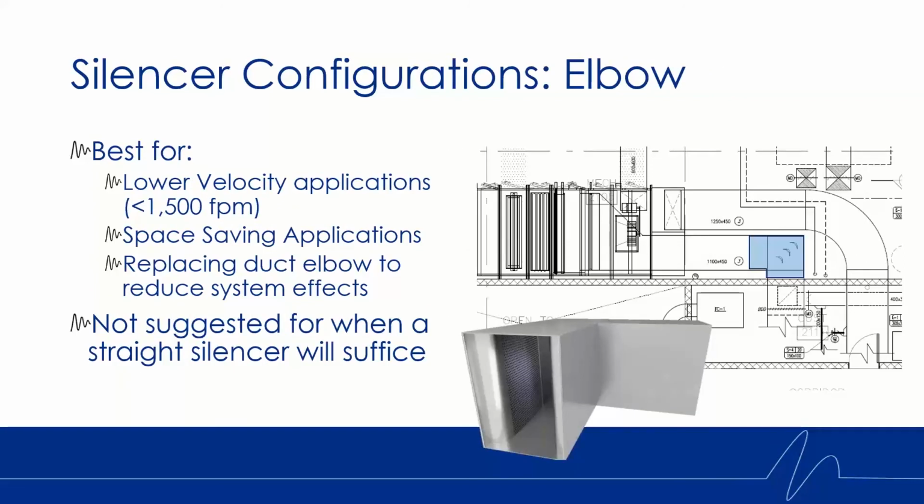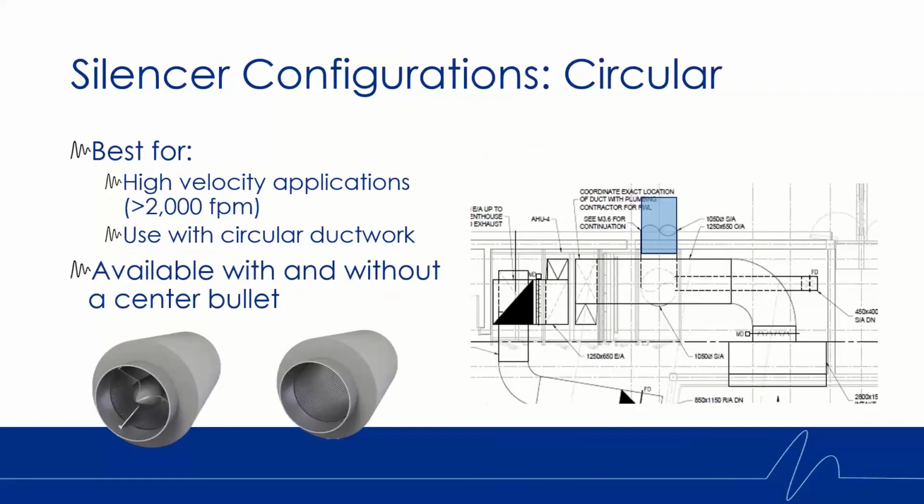Next is an elbow silencer, and these are generally used when a rectangular silencer just won't fit. There is more pressure drop associated with them, so we tend to recommend them for lower velocity applications. And lastly, circular silencers. These are good for mainly two different applications.